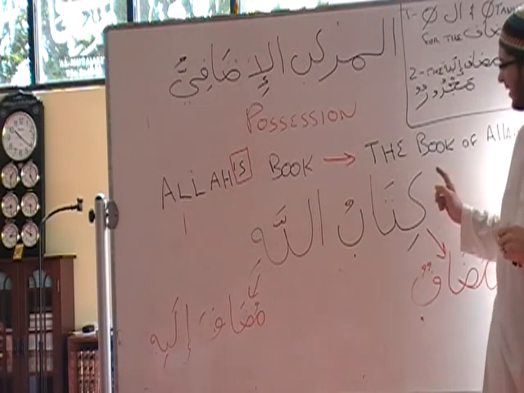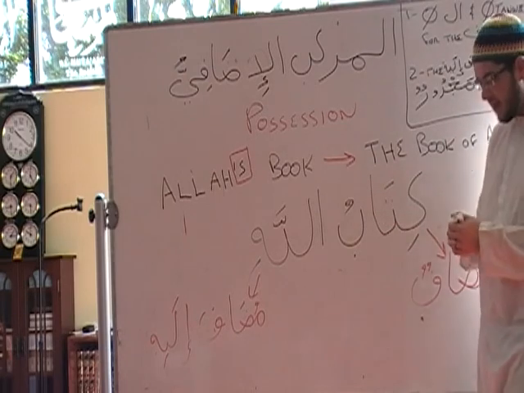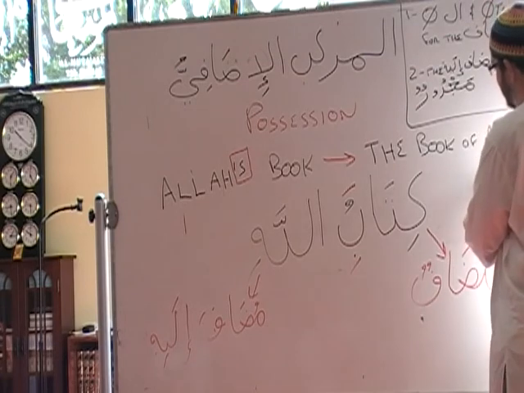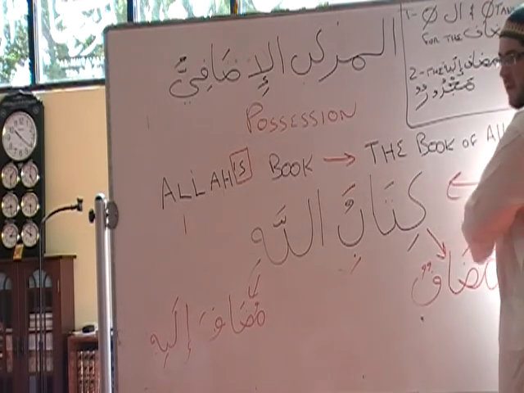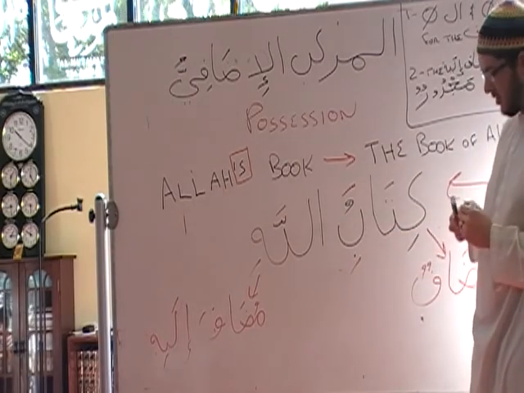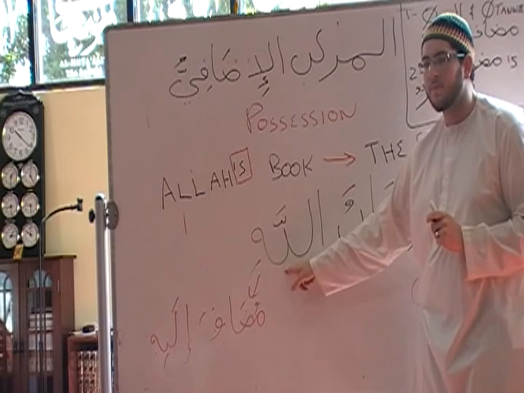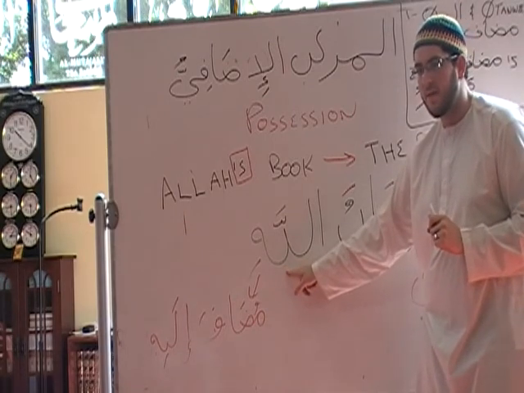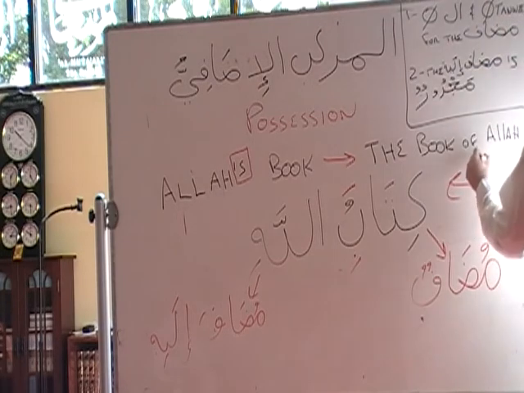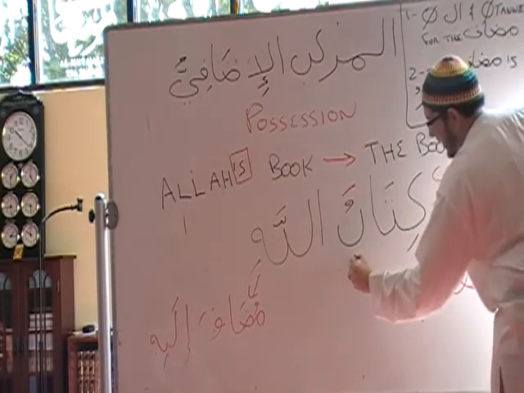What's important to note is that this word could be rafa or nasab too, depending on what happens before it. So this can change its i'rab, its grammatical state. But this is always majroor. Okay? So you can say fi kitabillahi.